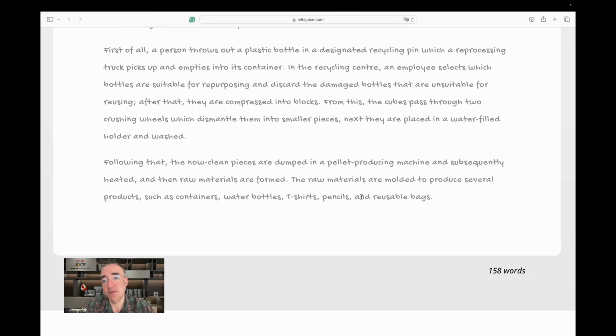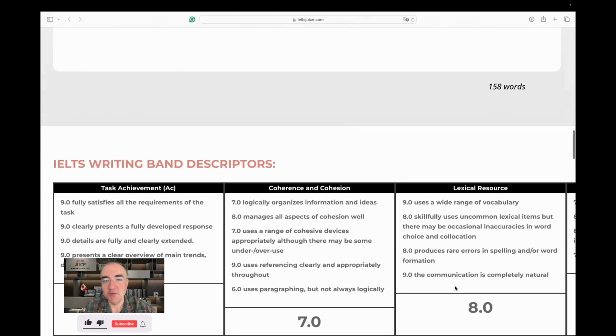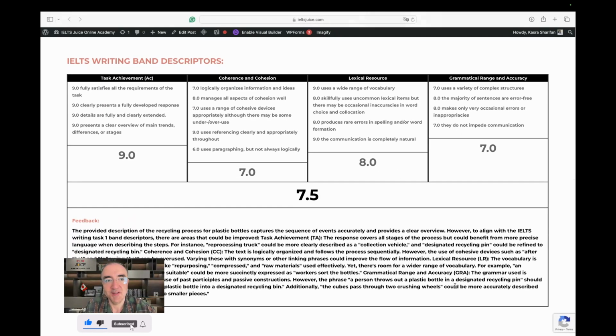158 words, definitely more than 150. Let's look at the band descriptors together. As I just said, you didn't miss any small detail here. Not a single one was missed. Bravo. This is perfect task achievement. All the process was reported. All the details were included. Even the teeny tiny little ones.